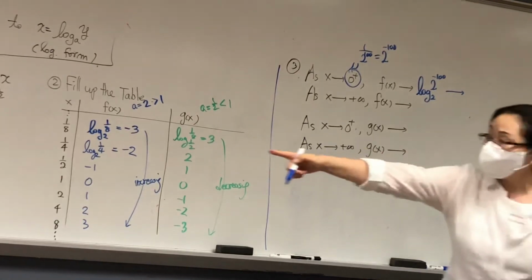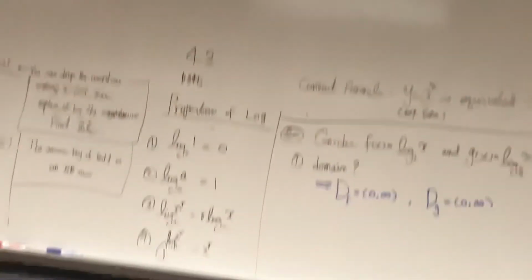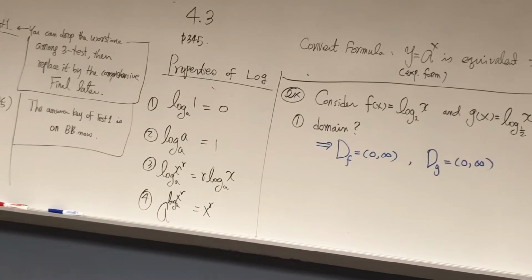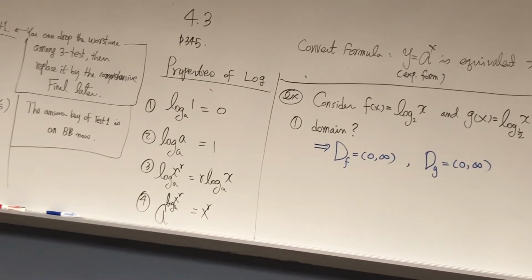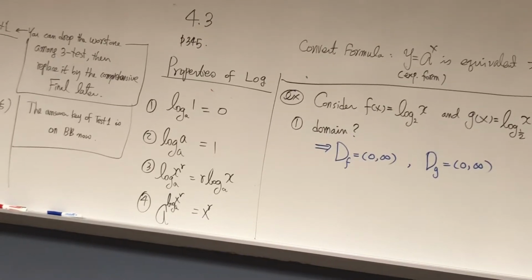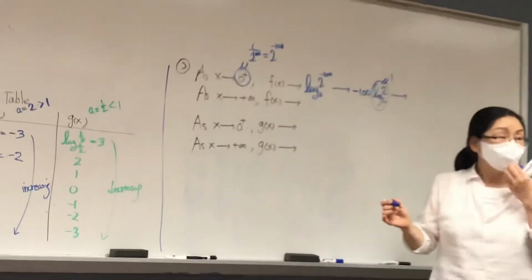Yeah, from property 3, your power can be in front. Am I right? Property 3. So what does this one mean? And then from property 2, this is 1. Am I right? You understand? Everybody follow me?